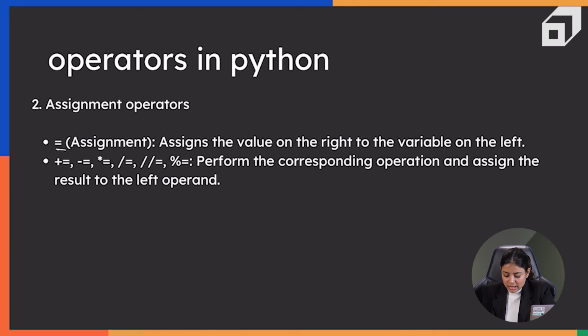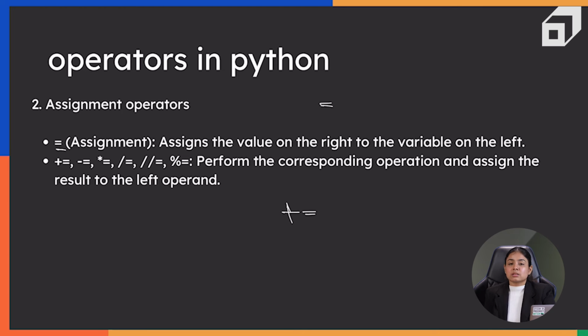Next type of operators are assignment operators. Assignment operators basically assign the value. So you have the assignment operator equal to, which we just saw we use while creating variables, while assigning values to the variables or updating the values of the variables. Then we also have some other assignment operators, for example, plus equal to.